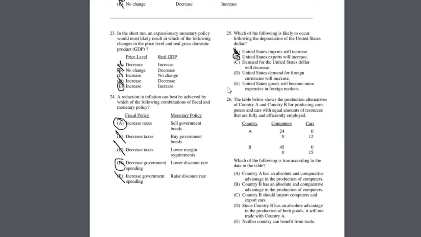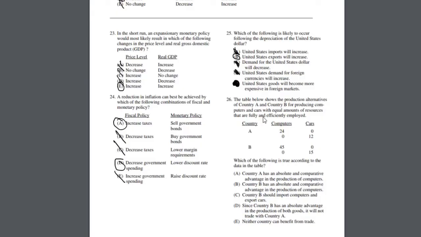Demand for the United States dollar will decrease. No, because this is following the depreciation, so demand is already decreased or supply is increased, so that's not necessarily true. What else is here? Demand for foreign currencies will increase. No, again, it's following the depreciation, so that's already happened. United States goods will become more expensive in foreign markets. No, because they'll actually become less expensive because they have a depreciated dollar.